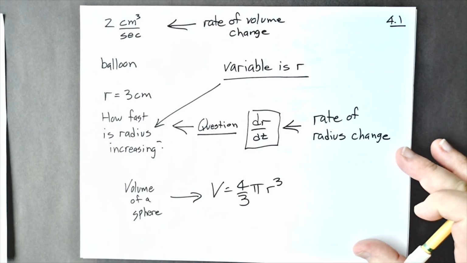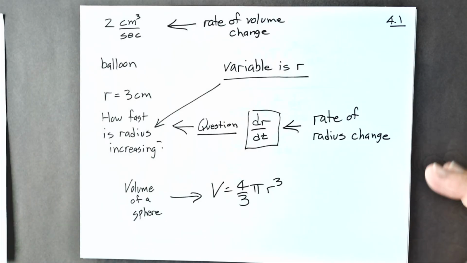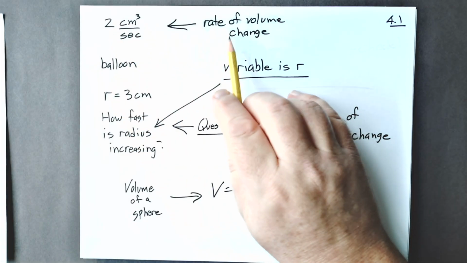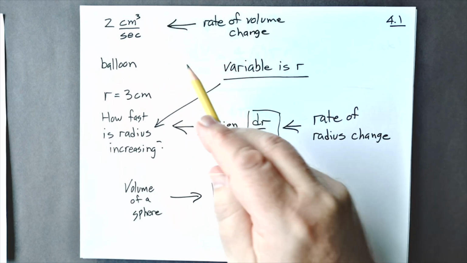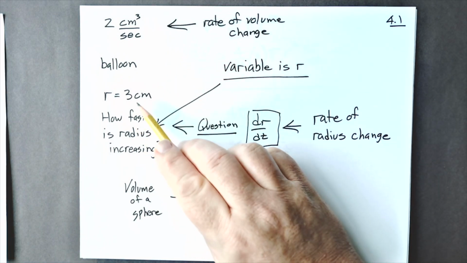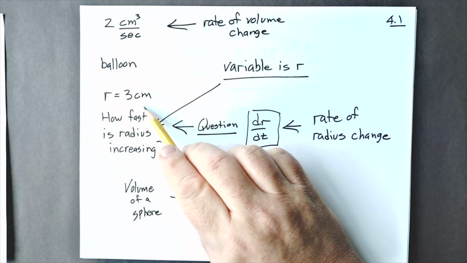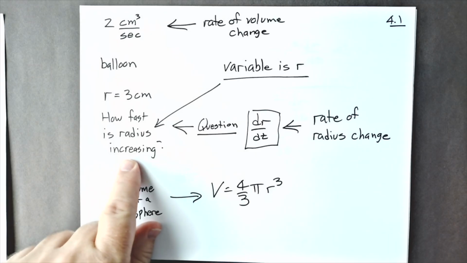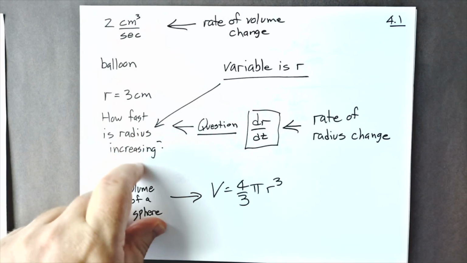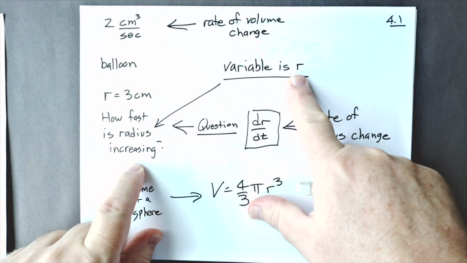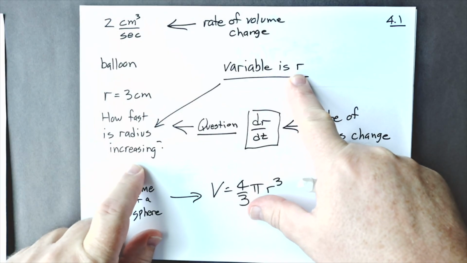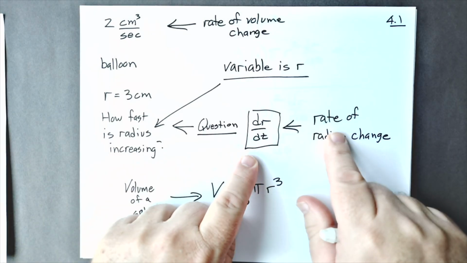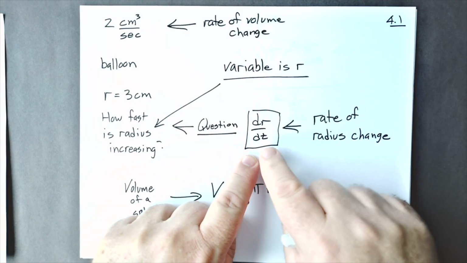Here we have a balloon inflating at 2 cubic centimeters per second. That is the rate of volume change. Then they want to know how fast the radius is increasing when the radius is 3 centimeters. Step 1 was, what's the question? Here's the question: how fast is the radius changing? That means the variable I'm interested in is r, and the answer I'm looking for is dr/dt, because that's the rate of radius change.